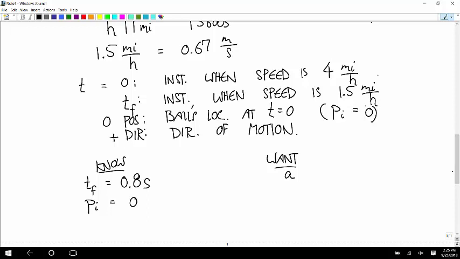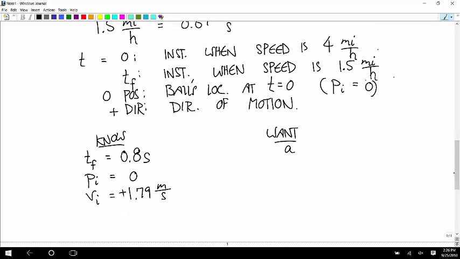To get the velocity, it's the speed, and then the sign of the velocity tells us the direction it's moving. Is the ball moving in the positive or negative direction? Positive. So V initial is positive 1.79 meters per second. And do we know the final velocity? Yes, it's positive 0.67 meters per second. All right, is there one of those 3 constant acceleration equations that has acceleration, and anything else in it is known?